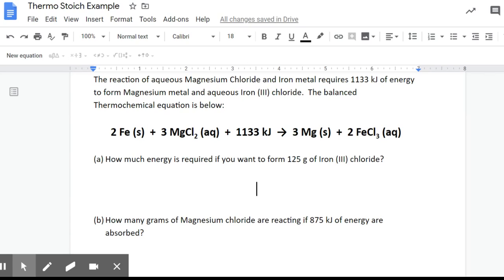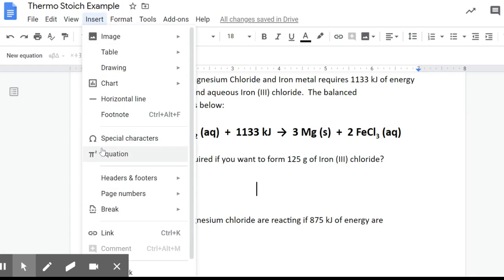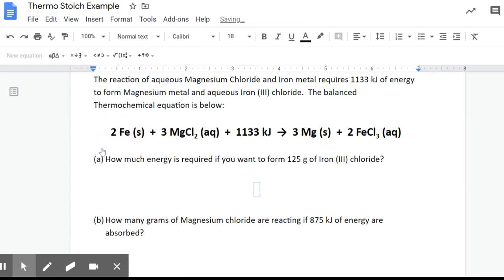For our first part, how much energy is required if you want to form 125 grams of iron 3 chloride? So we'll be going from grams of one of the components to energy. So we start with what we've been given. We'll be using the equation editor. So we go to Insert Equation, and we type in 125 grams FeCl3. So our first step is to convert from grams of iron 3 chloride to moles of iron 3 chloride.